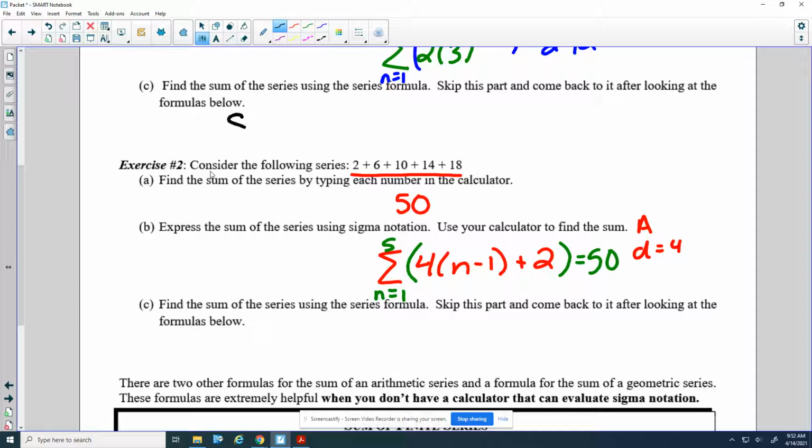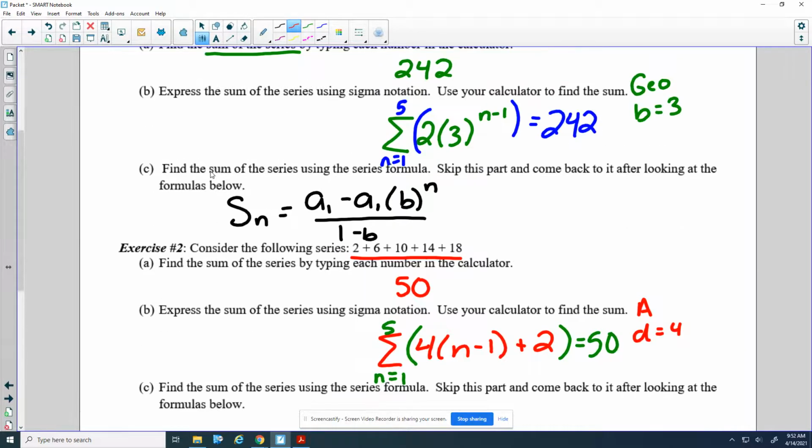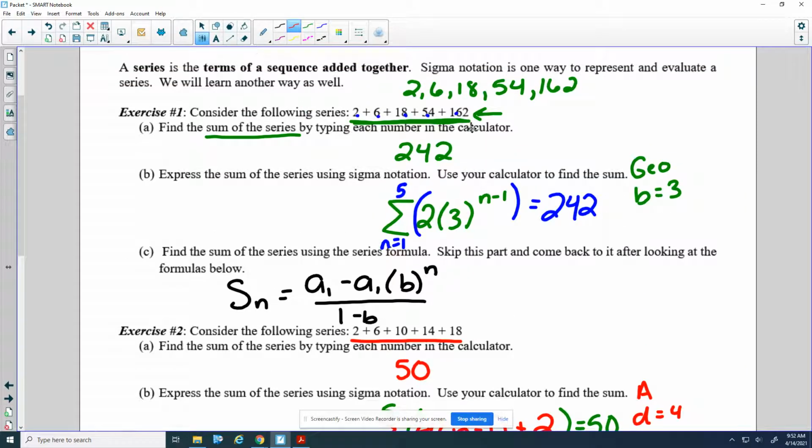So our formula is S sub n, the sum of a certain number of terms, is a sub 1 minus a sub 1 times b to the n over 1 minus b. So when we do our sequence, this is going to be called S sub 5, because I am adding up the first 5 terms of this series.